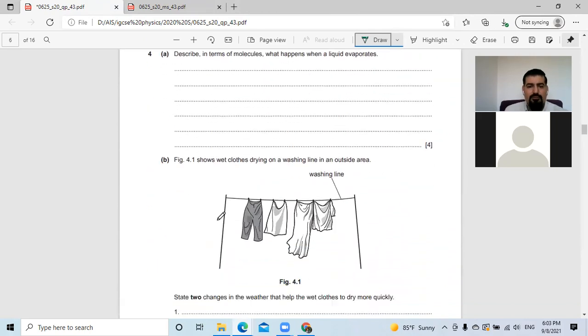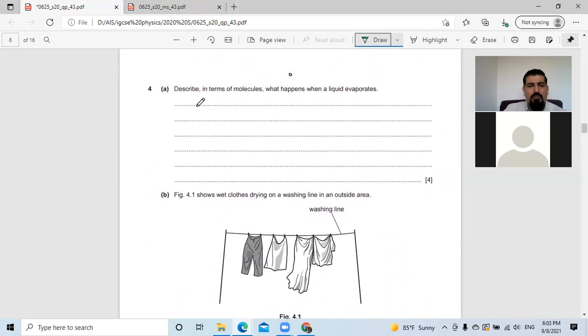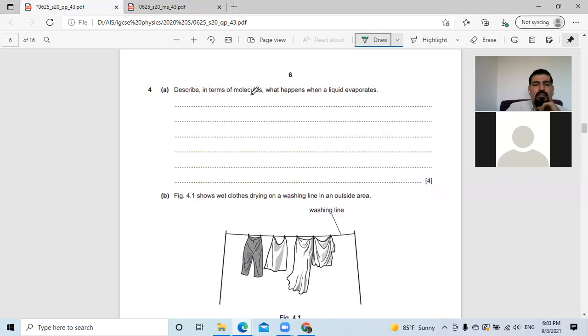Fourth question. From the picture, it talks about evaporation. Describe in terms of molecules what happens when a liquid evaporates. 4 marks. I want from you to send me some terminology, some keywords that I will use to describe evaporation. What happens when the liquid evaporates?